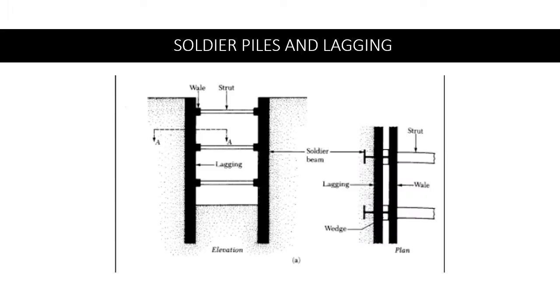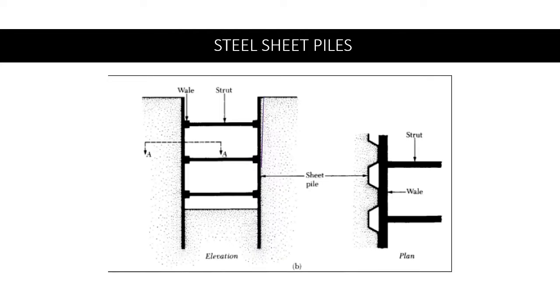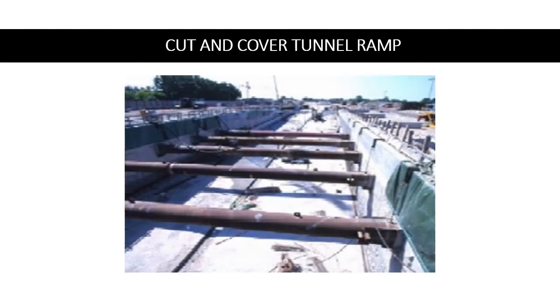The illustration shows the soldier piles and lagging. Here we have soldier piles at the side and strutting is used to make sure that the piles will not collapse. And same goes here with the sheet piles. We need to provide strut to make sure that the wall will not collapse because of the force of the ground. This is the example of the cut and cover tunnel ramp. This is strutting. Strutting ni bukan kecil, besar sebenarnya.